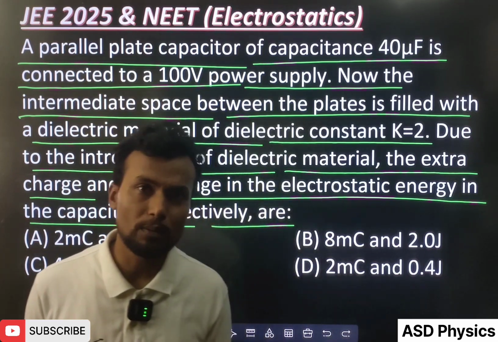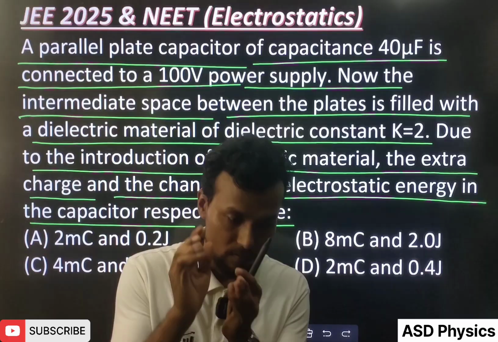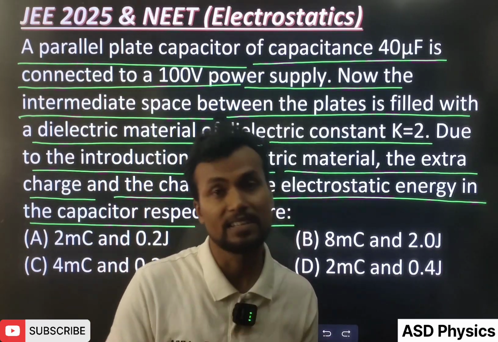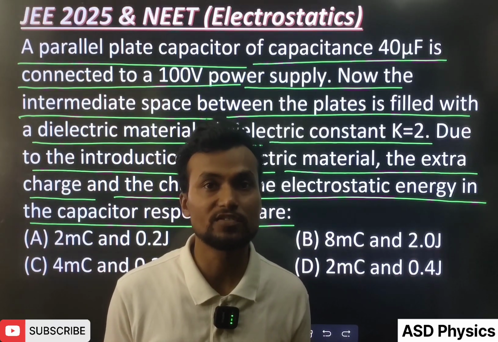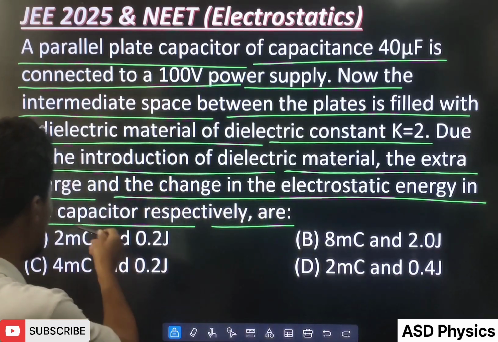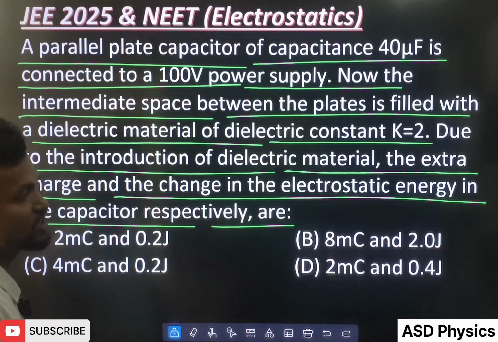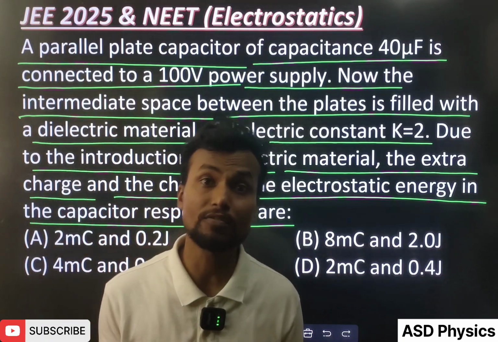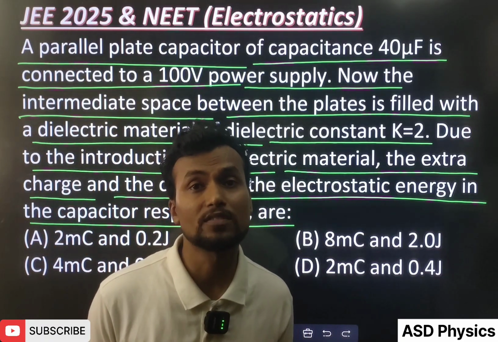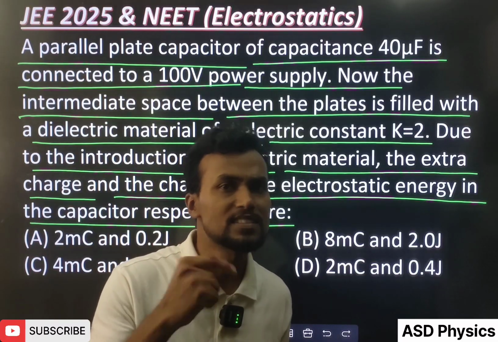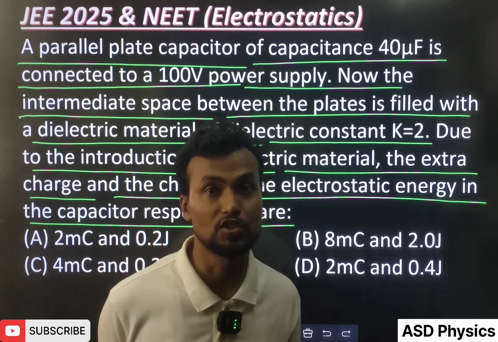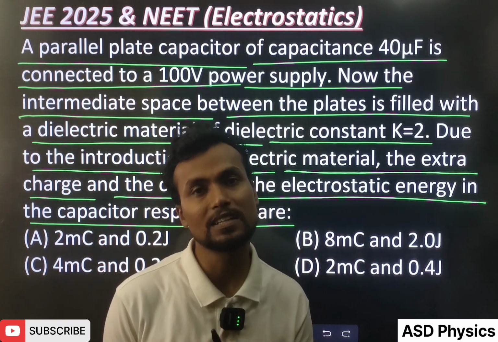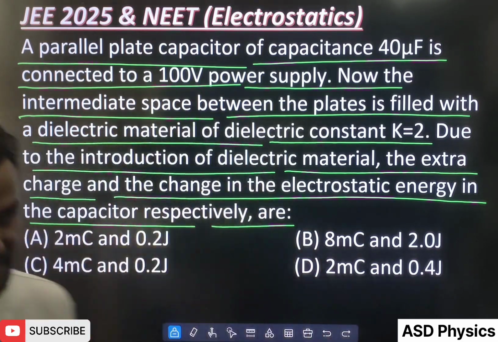Here you remember one thing: when the dielectric is inserted and the battery is disconnected, then the charge will be the same. That means the change in charge will be 0. But here you can see no other options are there in which the change in charge is 0. That means this is the case of the second one: after insertion of the dielectric, the battery remains connected. In that situation, the potential will be the same and the change in potential will be 0. All these things may look a little confusing, but I will tell you, then we will solve this question, not a problem.